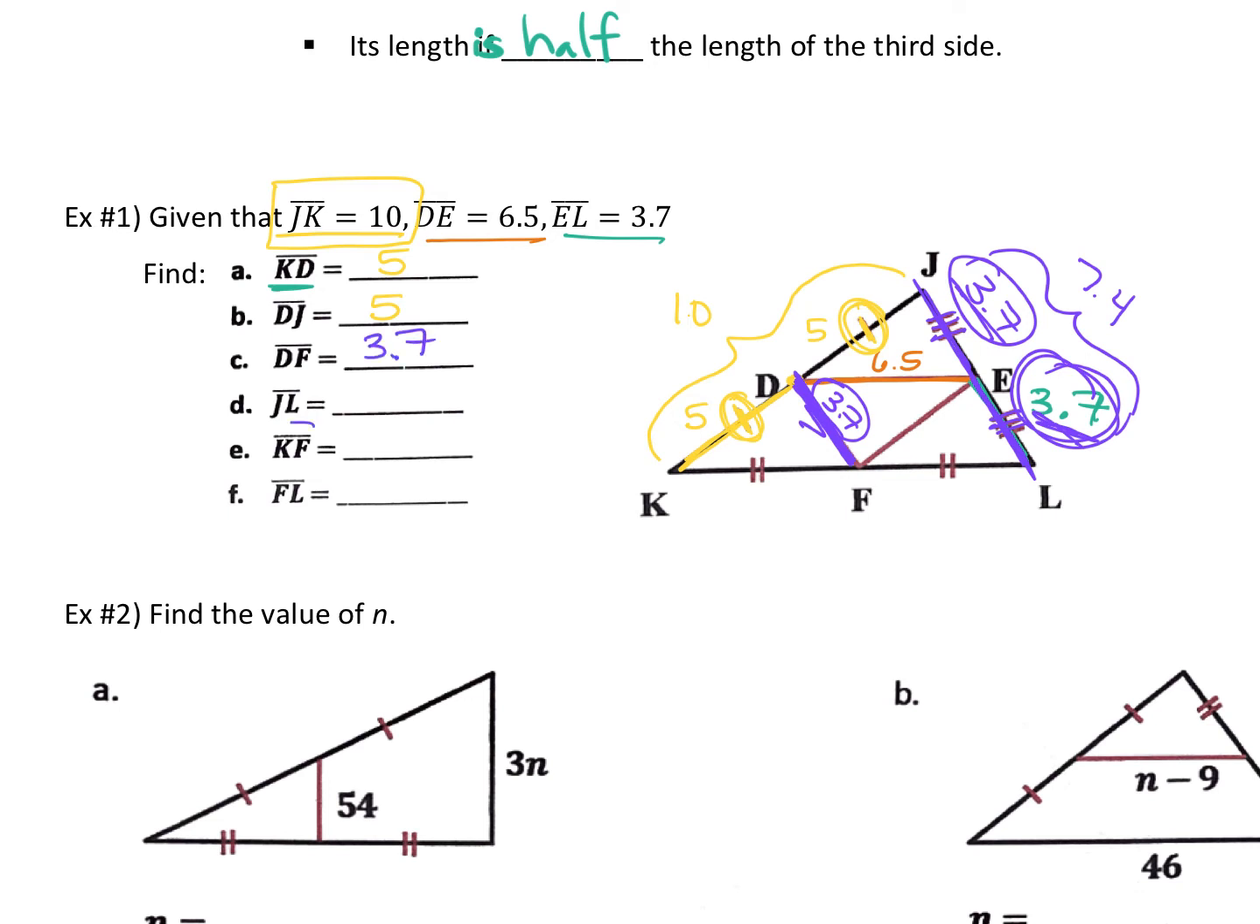And what did we say JL was? 7.4. Add those 3.7s together, you get 7.4. Okay, last two then. We want to know KF and FL. They are both 6.5. Because this one is 6.5, if we double it, the whole thing is 13, right? But it's going to cut that in half. Truett, stop talking. So 13 cut in half would be 6.5 and 6.5. Okay? So one segment is half the other every time on those.